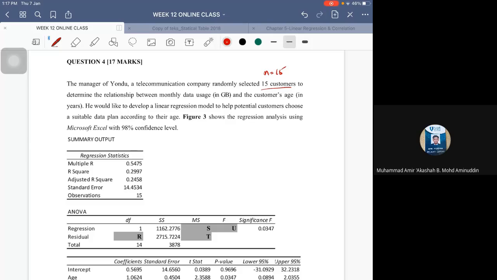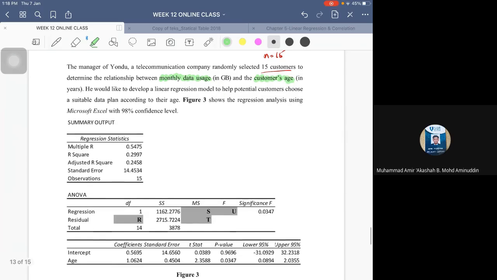To determine the relationship, we have two variables. The first variable is monthly data usage, in gigabytes, and the second is the customer's age, in years. He would like to develop a linear regression model to help potential customers choose a suitable data plan according to their age. Figure 3 shows the regression analysis using Microsoft Excel with 98% confidence level. This is actually a final exam from last semester, semester 2, 1920.